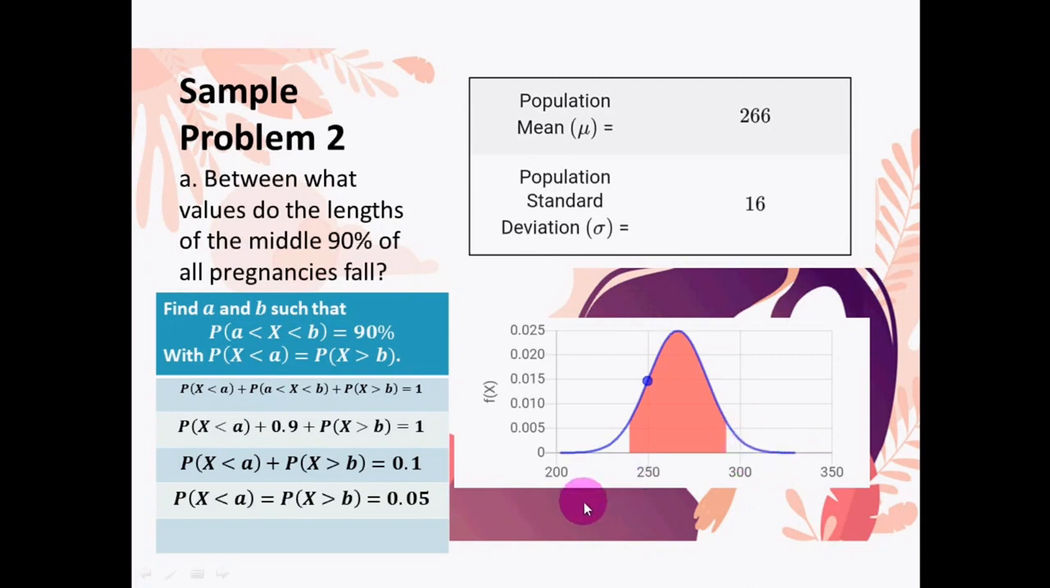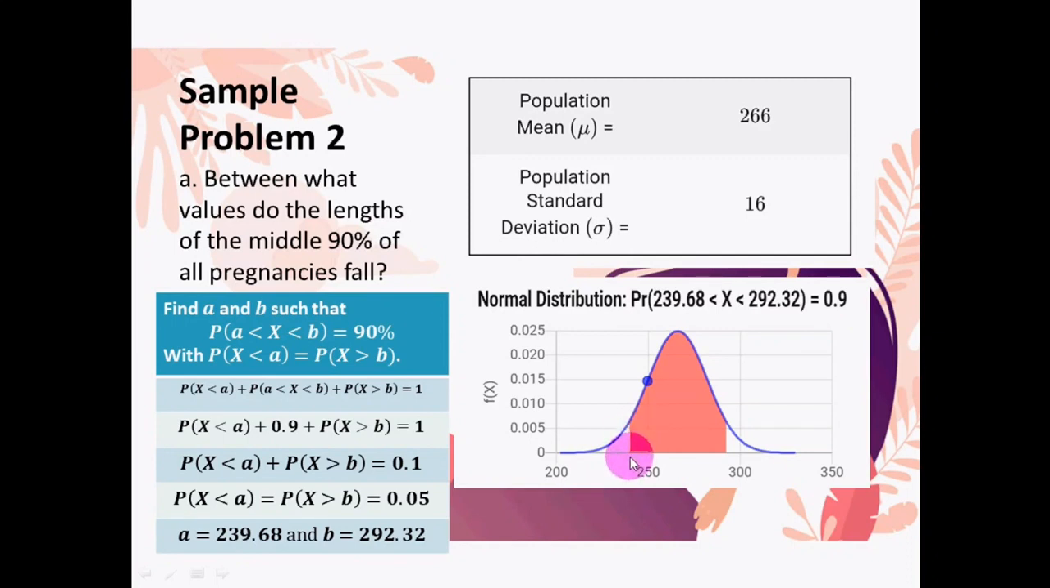And now we have computed earlier that the value of A such that the probability that X is less than A is 0.05 is 239.68. And we also have computed that the value of B, where the probability that X is greater than B is 0.05, is 292.32. So we know that ang A natin is 239.68, ang B natin is 292.32. It means that the middle 90% of all pregnancies or human pregnancies fall between 239.68 to 292.32 days long.